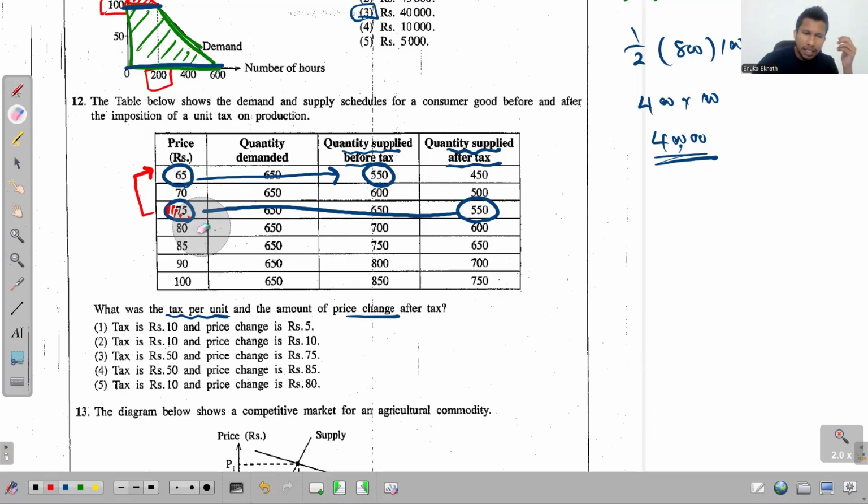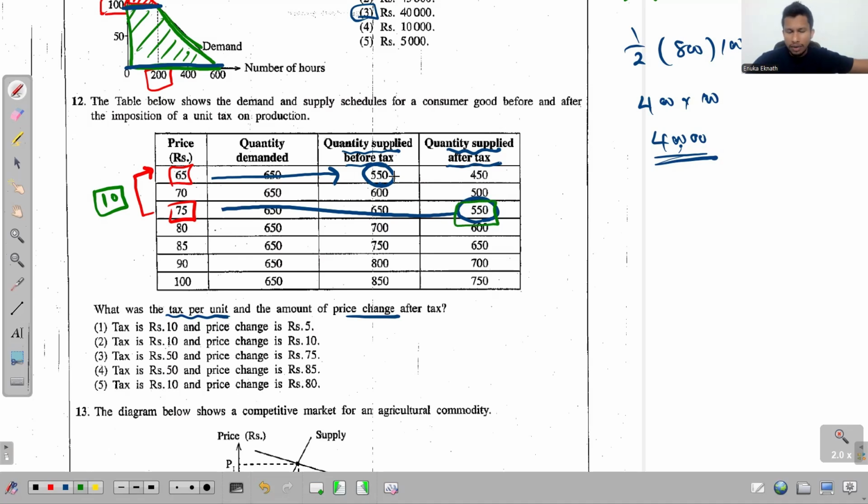So how much would they have paid to the government as tax? The tax paid to the government is the difference between these two. They collect 75 from the market and they pay 10 rupees tax to the government, and the balance 65 goes into their pocket. So they can again supply 550 units.